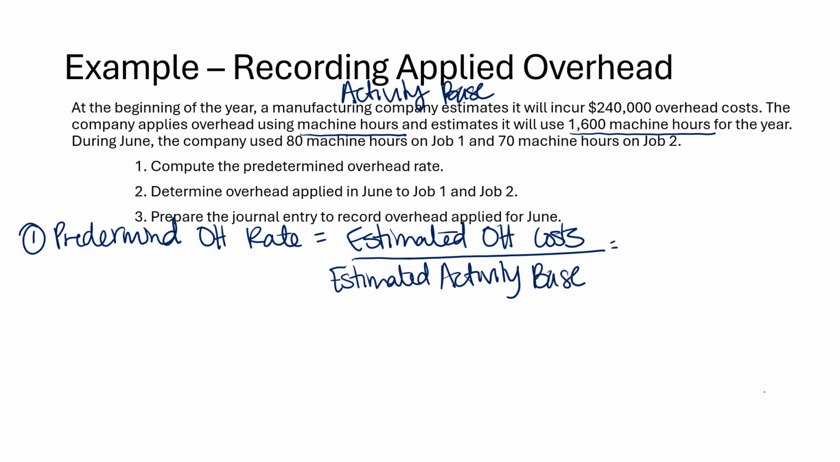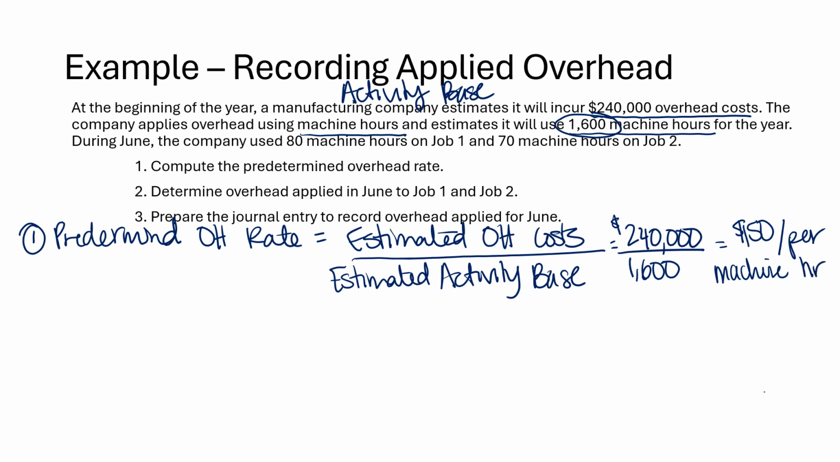The total estimated overhead costs is $240,000. And then divided by the estimated activity base, which is 1,600 machine hours. When you divide that, you get the rate of $150 per machine hour. So that is the predetermined overhead rate, $150 per machine hour.